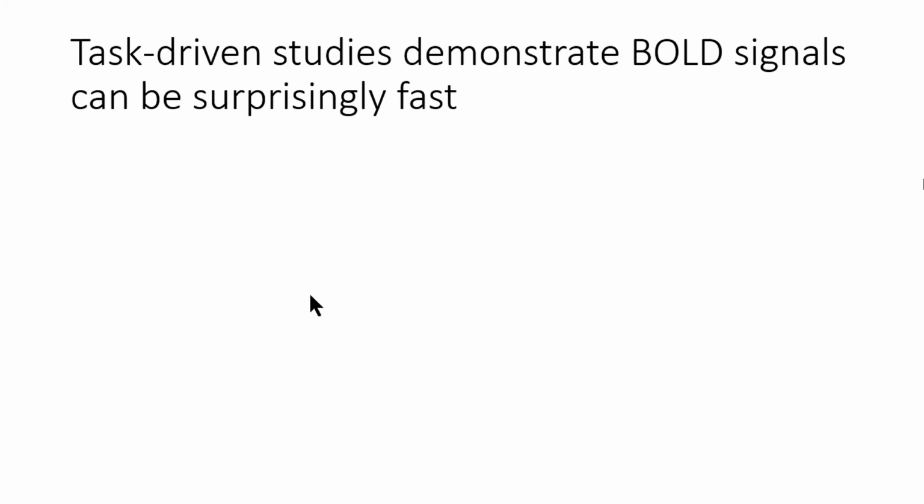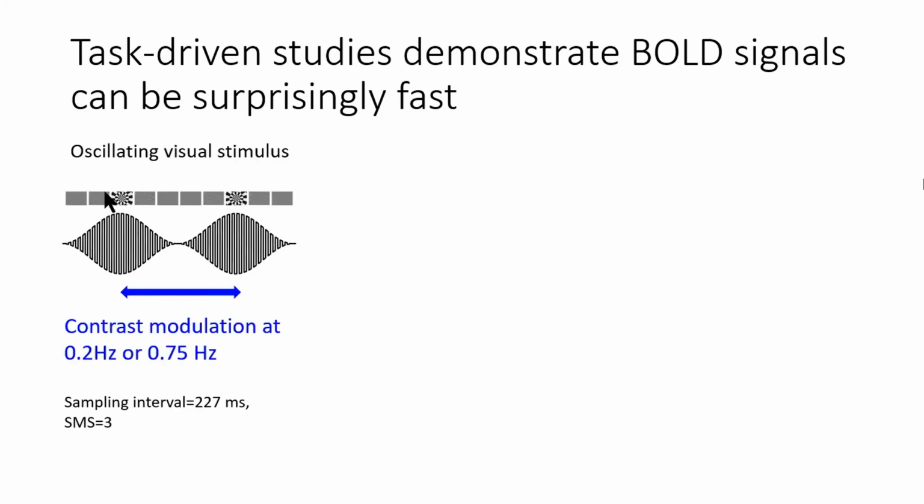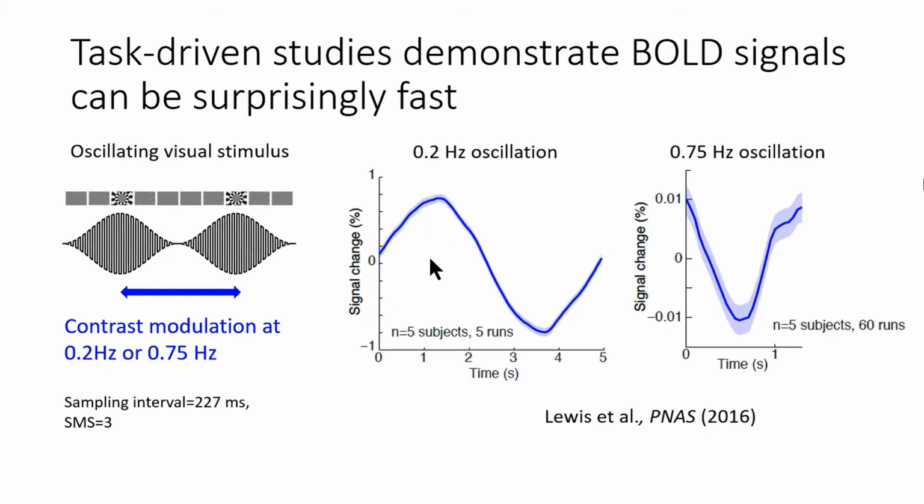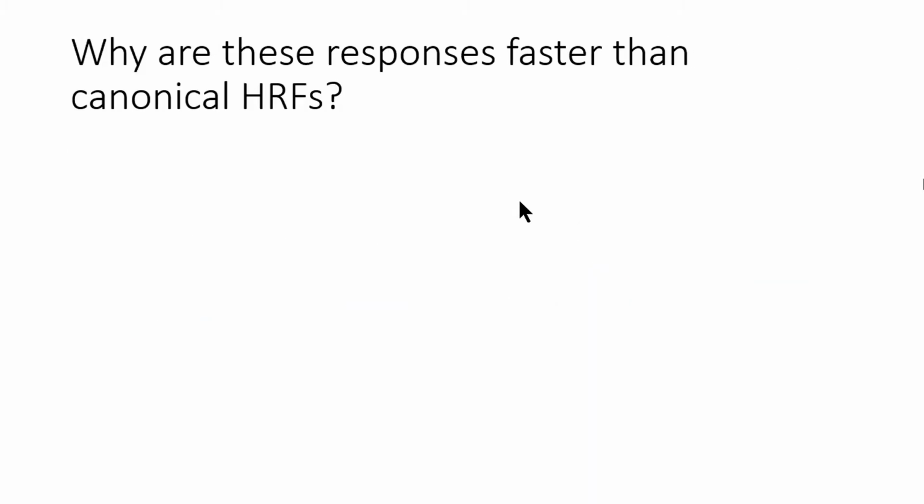And so we turned to task imaging studies where we would, for example, use a visual stimulus to cause a neural oscillation that we know the frequency of. And then we could measure, for example, at 0.2 hertz or 0.75 hertz and find that, in fact, it's possible to detect surprisingly fast oscillations of up to 0.75 hertz directly in the fMRI signals. And so this is interesting. It's exciting that we can detect fast signals, but it's also surprising based on how we typically model and understand the hemodynamic response. And so there are really two major factors, I think, that are contributing to these really fast signals that we're measuring.